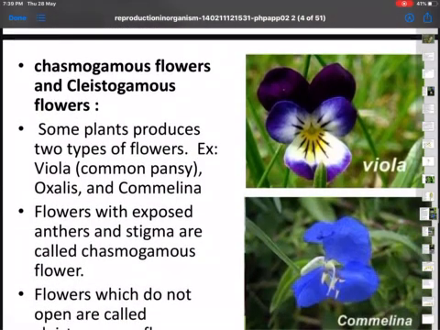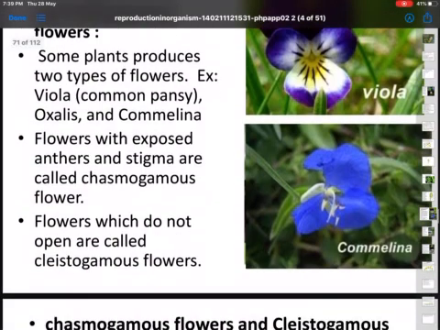In chasmogamous flowers and cleistogamous flowers, what are these? Remember cleisto, C-L-E spelling, means closed, and the spelling of the word closed also starts C-L-O. So C-L, C-L. A cleistogamous flower is a flower that closes, whereas a chasmogamous flower is a flower that opens. Some plants produce both types of flowers, like viola, oxalis, commelina. Flowers with exposed anthers and stigma are called, as I said, chasmogamous flowers. Flowers which do not open at all are called cleistogamous flowers.